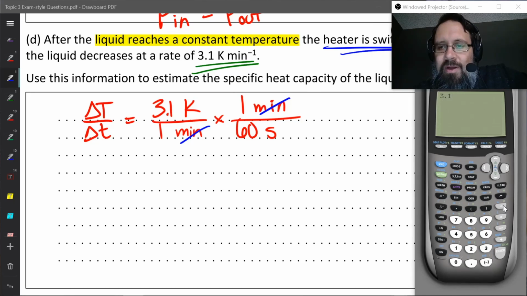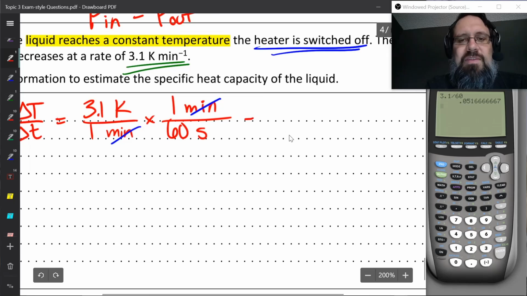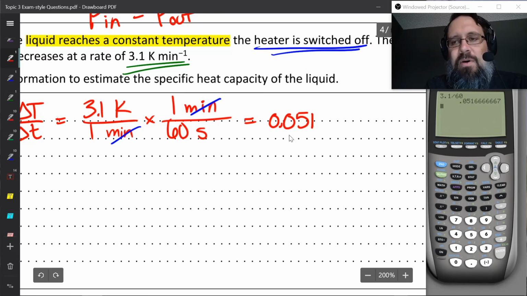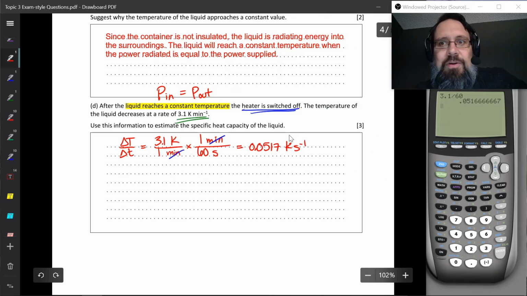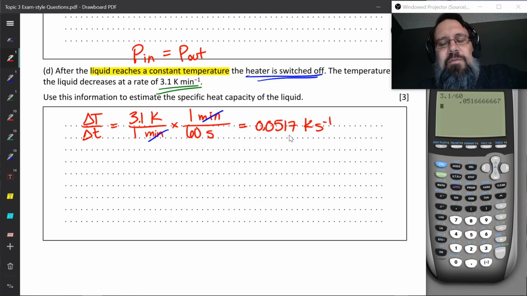Because if we do 3.1 divided by 60, which is what this unit conversion tells us, you get this crazy small number. So the rate of change of temperature is 0.0517 Kelvin per second. So we have a very low number, and that's why it was easier to express this in per minutes, because 3.1 Kelvin per minute is a lot easier than saying 0.0517 Kelvin per second.